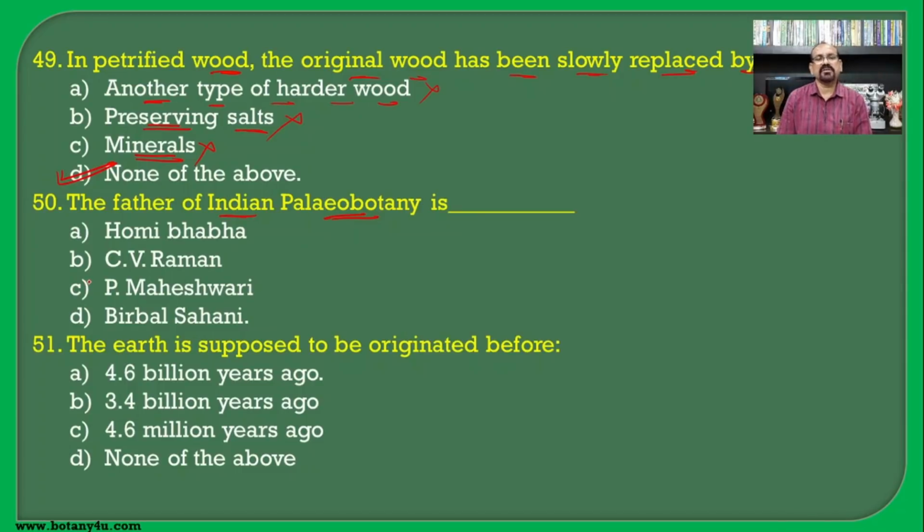The father of Indian paleobotany is, for such types of questions we should always remember the names of the authors or scientists, and Birbal Sahni is known as the father of Indian paleobotany. The earth is supposed to have originated before, that is the age of the earth, and the age of the earth is 4.6 billion years ago.